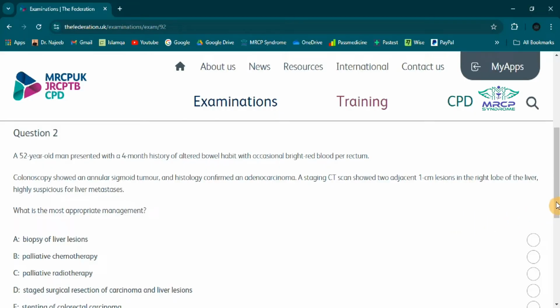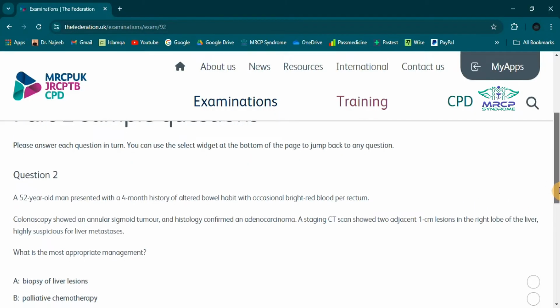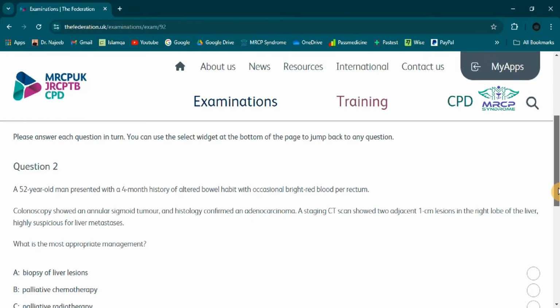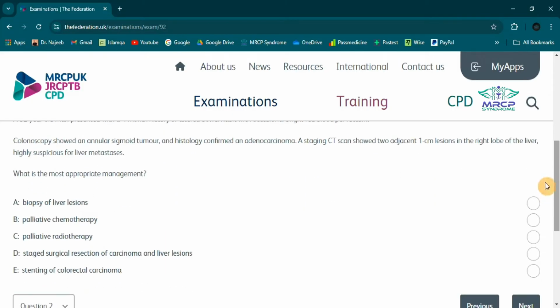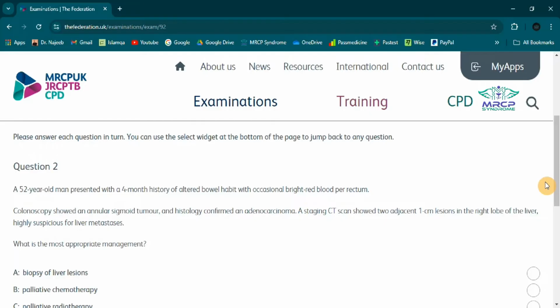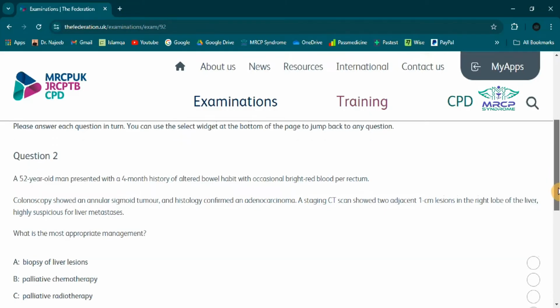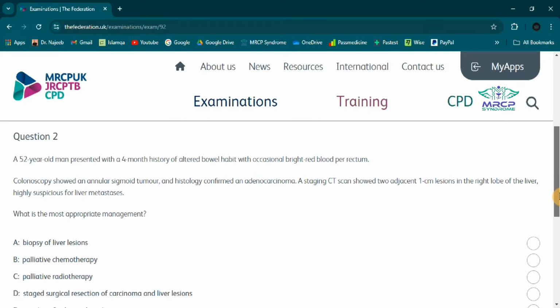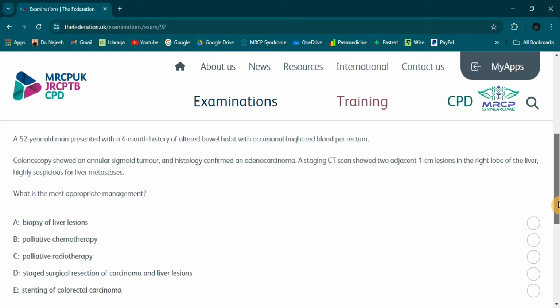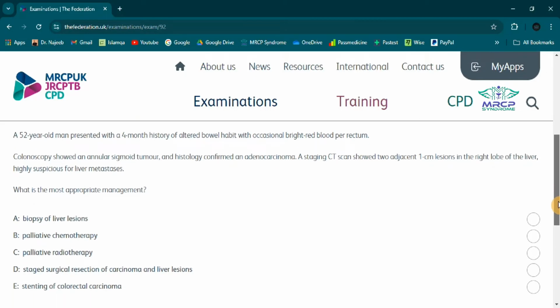A 52-year-old man presented with a 4-month history of altered bowel habit with occasional bright red blood per rectum. Colonoscopy showed an annular sigmoid tumor, and histology confirmed an adenocarcinoma. Staging CT scan showed 2 adjacent 1 centimeter lesions in the right lobe of the liver, highly suspicious for liver mets. What is the most appropriate management?